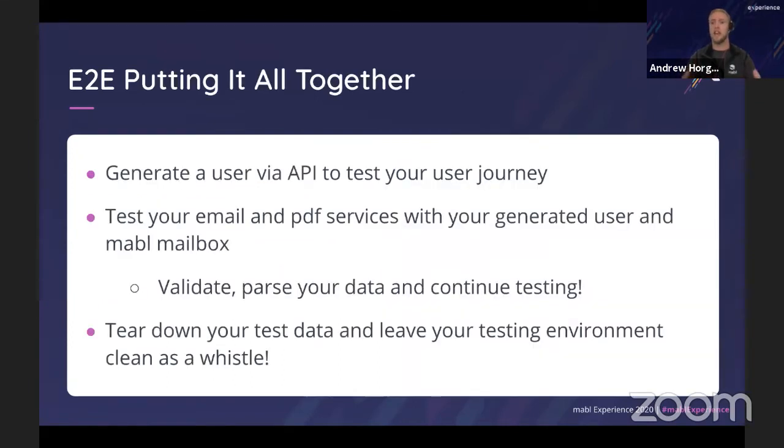So putting it all together, this is sort of the holy trinity, I think, of end-to-end testing: API test steps, mabl mailbox, and then PDF downloads. When you put it all together, you're able to really get a full end-to-end coverage of your application. So we can generate a user via API to test our application. We can then go through our application and trigger those different services like email and PDFs, and then make assertions and extract data for validations within our application.